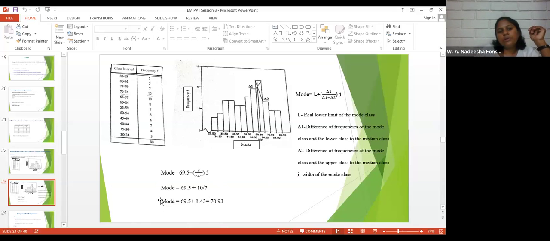These are the central tendency measures. Central tendency measures means we discuss how to find the distribution of the data set around the mid value. That is central tendency measures.